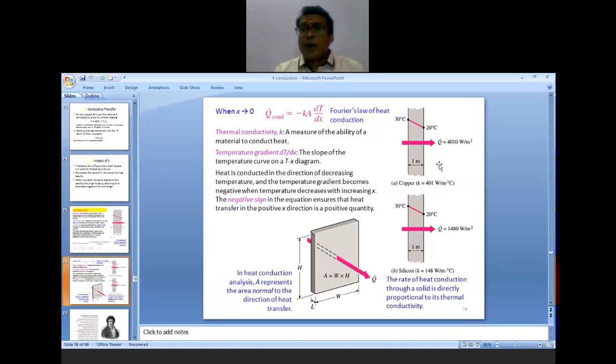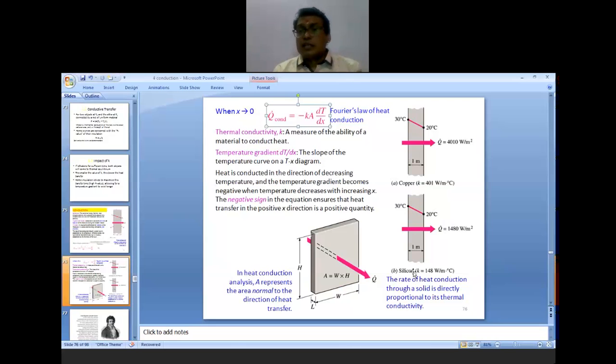However, the amount of heat transfer will be different. The Q, which is 4010 watt per meter square, and the Q in case of silicon, that is 1480 watt per meter square. This is only because of this K, thermal conductivity. The K for the copper and K for the silicon are different. That is what K is: the measure of the ability of a material to conduct the heat.